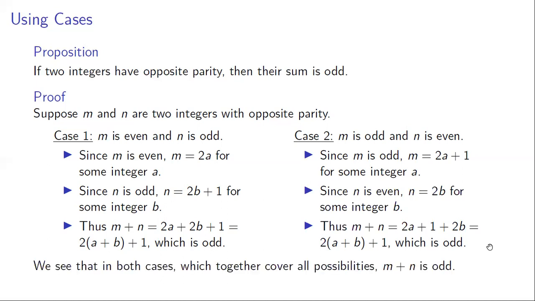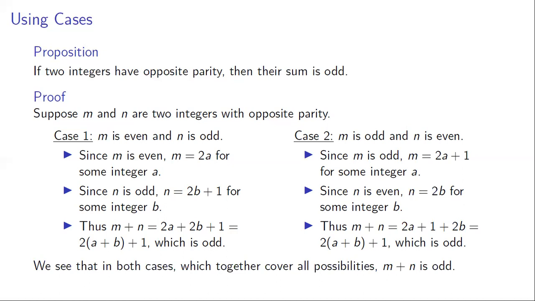We see that in both cases, which together cover all possibilities, m plus n is odd. So we've proven the proposition. If two integers have opposite parity, no matter which way they work out, whether it's case 1 or case 2, their sum is odd. m plus n is odd.